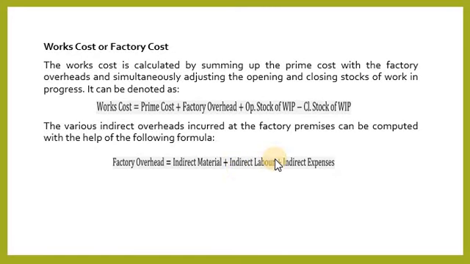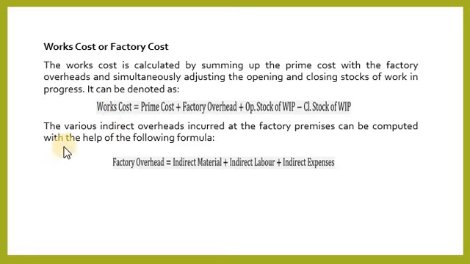That means after completing the calculation of prime cost, next we will have work cost or factory cost in our cost sheet. The work cost is calculated by summing up the prime cost with the factory overheads and simultaneously adjusting the opening stock and closing stock of work in progress. Okay, after completing prime cost, we will add the factory overheads to the prime cost, then we will get the work cost.